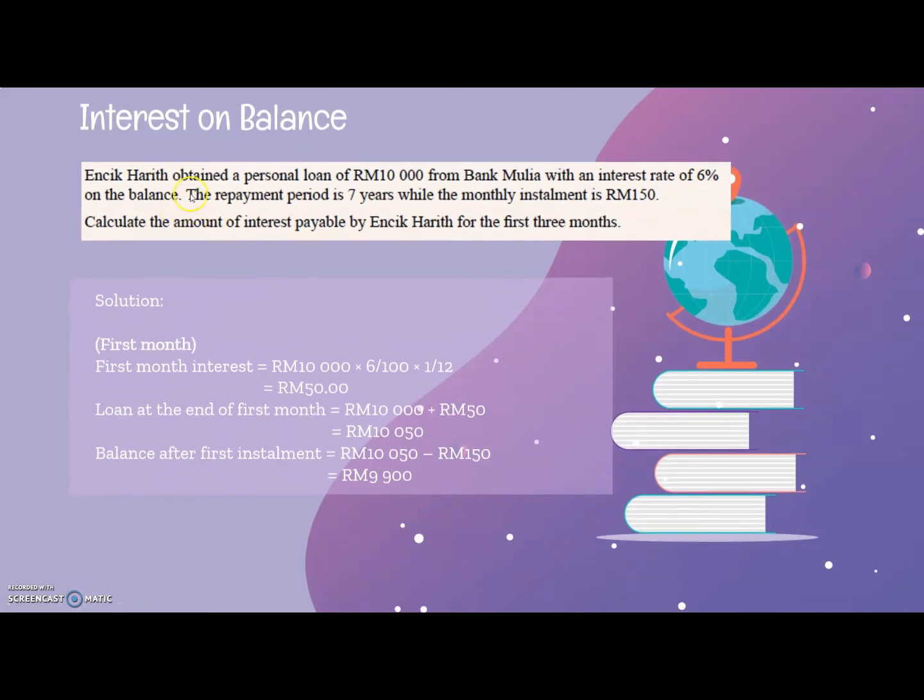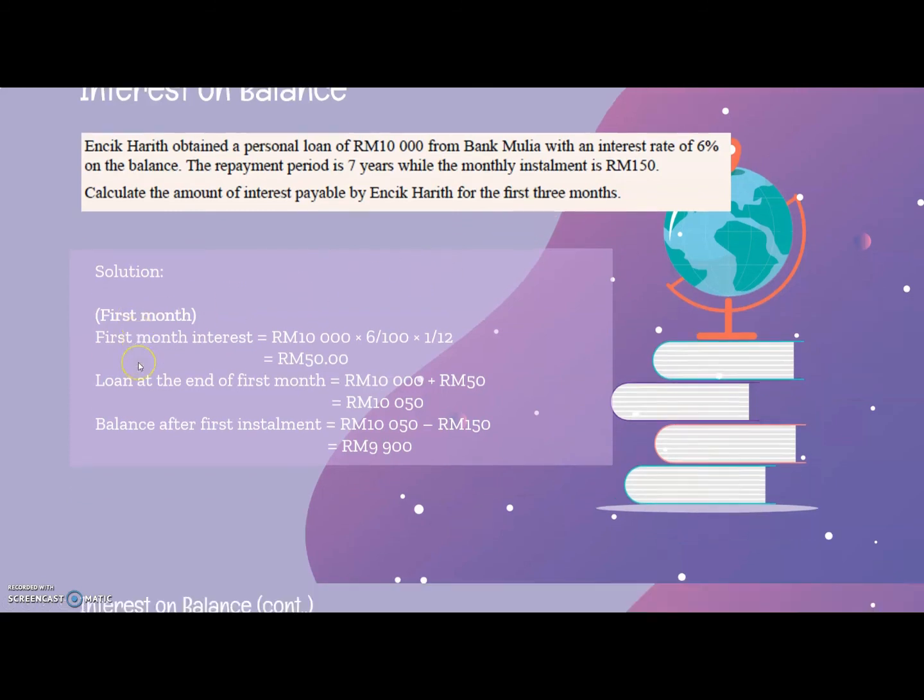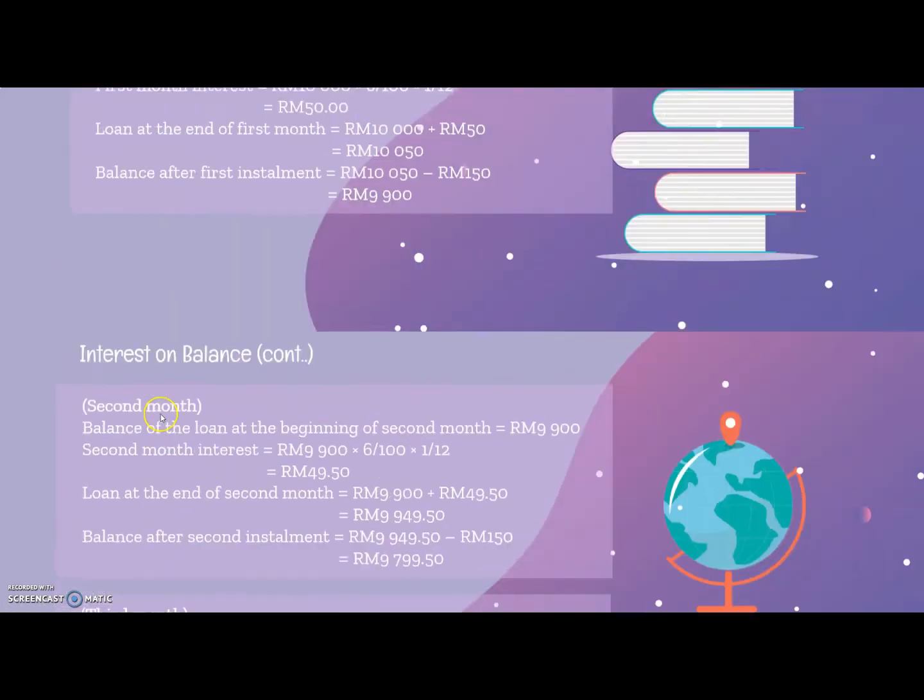Encik Haris obtained a personal loan of RM10,000 from Bank Mulia with an interest rate of 6% on the balance. The repayment period is 7 years, while the monthly installment is RM150. Calculate the amount of interest payable by Encik Haris for the first 3 months. So this is the solution for the first month, second month, and third month.